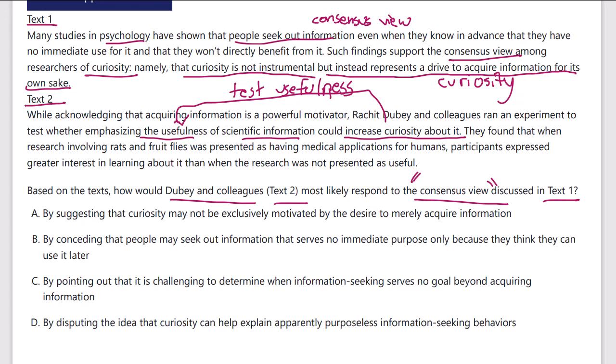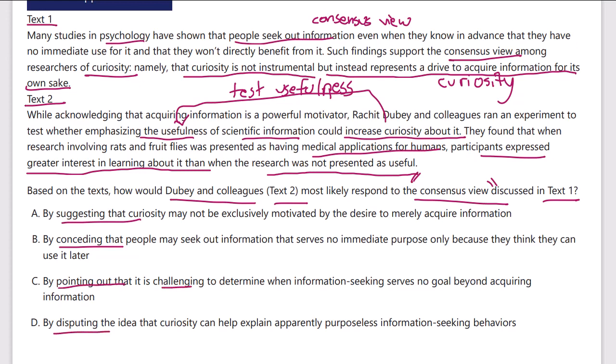Let's keep reading. They found that when research involving rats and fruit flies was presented as having medical applications for humans, participants expressed greater interest in learning about it than when the research was not presented as useful. So if it's useful, then we're curious. So this shows a link between curiosity and usefulness. So this would disagree with text one. So suggesting, conceding, pointing out, it's challenging, disputing, they probably dispute the idea. Let's take a look.